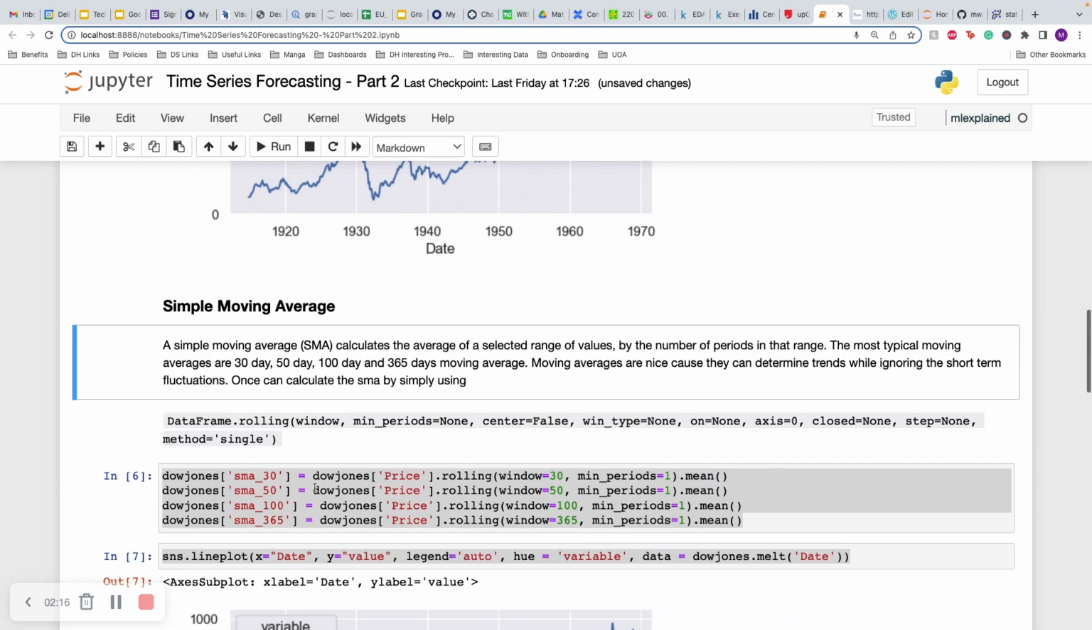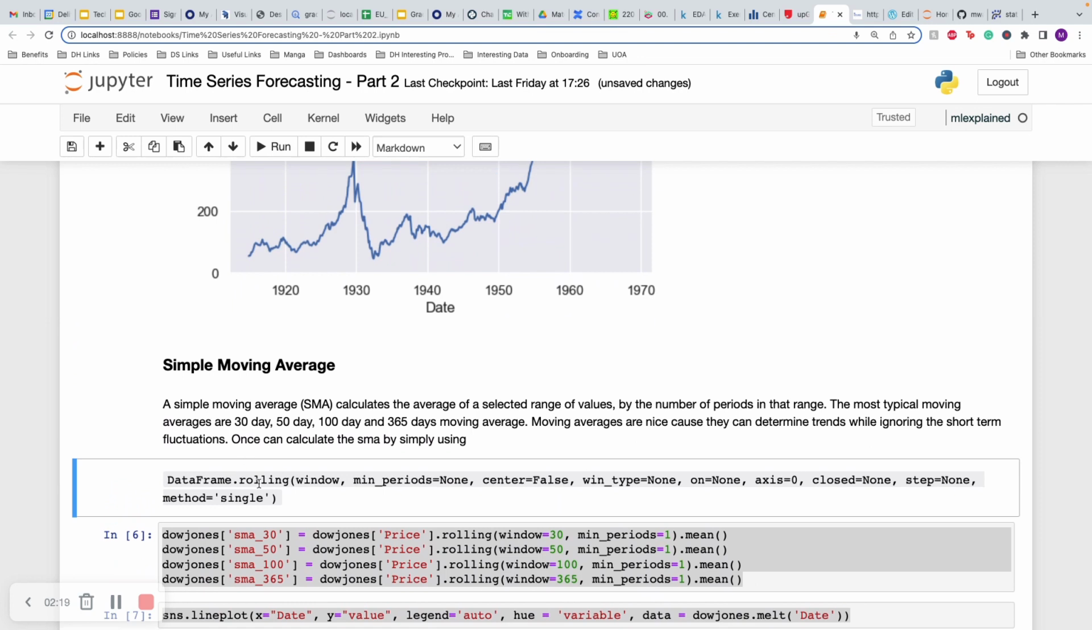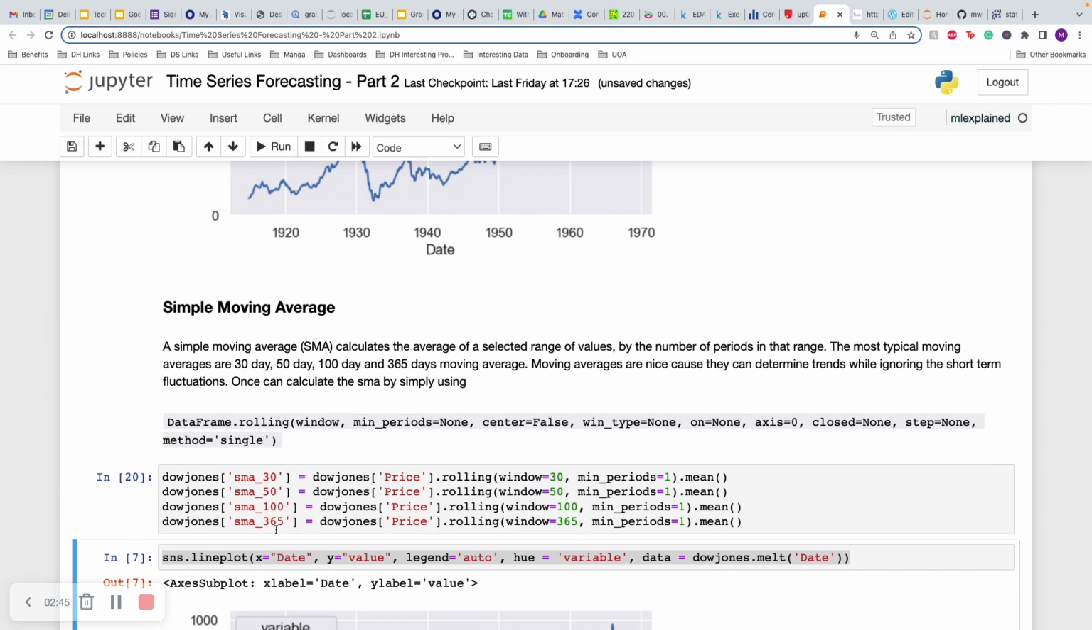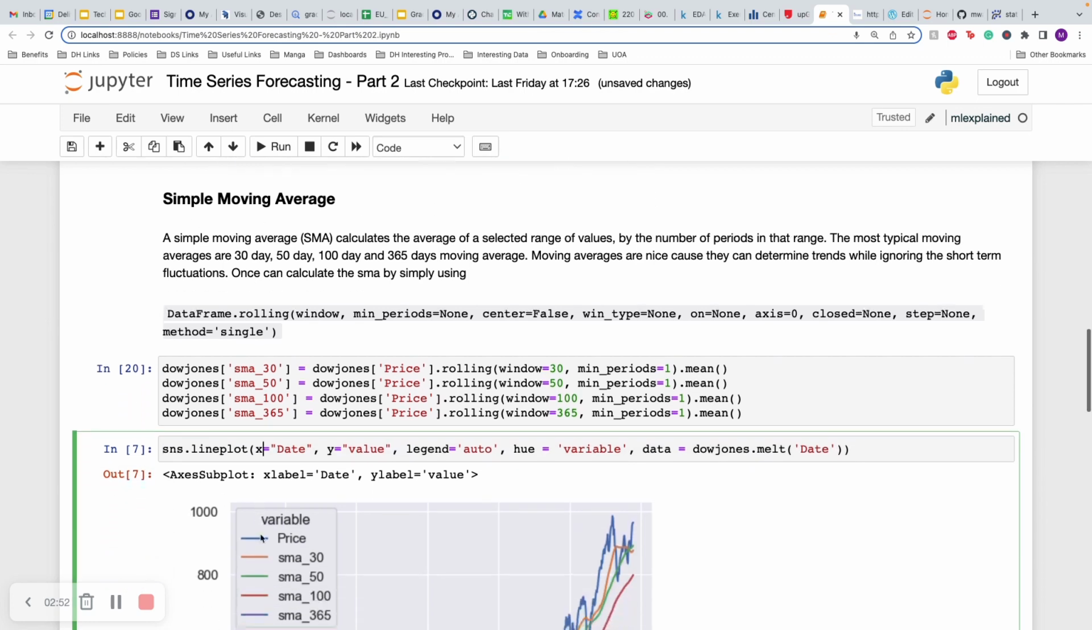You can simply calculate the moving averages by using the pandas rolling function. As you can see, every data frame has a rolling functionality where you specify the window, the minimum number of samples for that window to be counted as an average, and whether you want to center those data points or not. And there's the axis, 0 or 1, whether you want to do it column wise or row wise. So we calculate the moving averages for Dow Jones for 30, 50, 100, and 365. So window 30, 50, 100, and we just take the mean of it. And we plot this data.